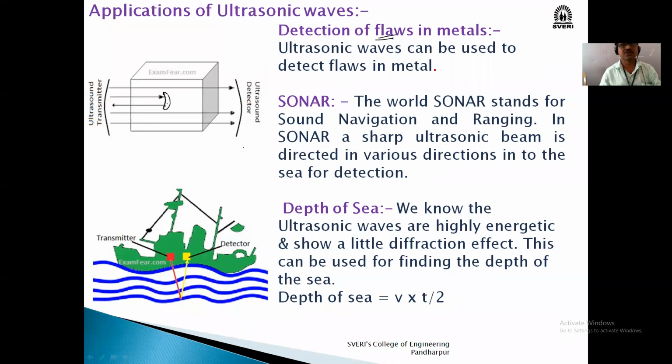First application is detection of flaws in a metal. What do flaws mean? Crack or hole present inside the crystal. How is this crack or hole detected? Ultrasonic waves are passed, they are reflected from this crack or from this hole. It means we are getting the exact size and exact position of this crack or hole present inside the crystal. This is the first application. It is called detection of flaws in a metal. Write it.